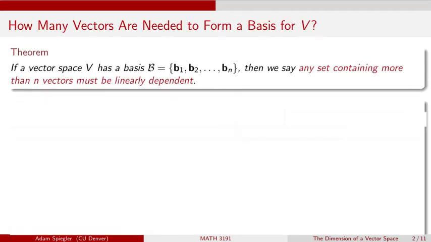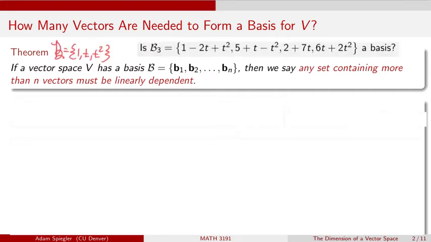Okay, so we would like to prove that given any vector space, the number of vectors in a basis is unique, is going to be the same. So here we're first going to prove the following theorem: if we have a vector space V, and we know that we have some basis B that consists of n elements, then any set containing more than n vectors must be linearly dependent. So this is going to tell us that any set that has more than n vectors is not going to be a basis because it won't satisfy the linear independence property.